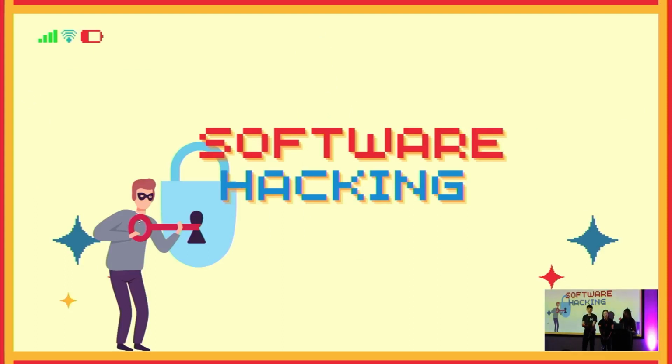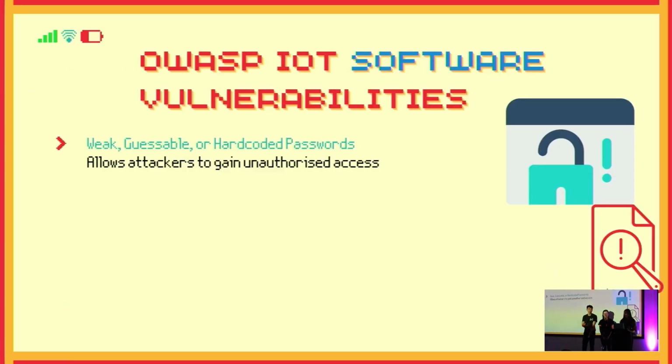So, diving into software hacking. The first software vulnerability includes weak, guessable, or hard-coded passwords. So what do I mean by weak and guessable? This means that attackers can easily brute force these passwords, as there may be a lack of password policy implemented. What do I mean by hard-coded passwords?